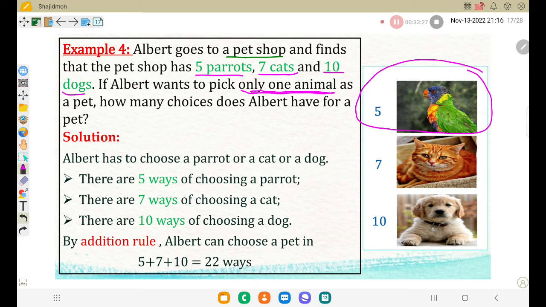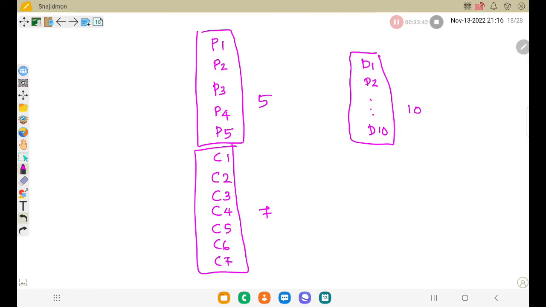How many animals does he want to select? Only one animal, either parrot or cat or dog, correct? He wants to pick only one animal as a pet. So how many choices does Albert have for the pet? How many choices? Okay, that is the question. So how many choices is Albert having?